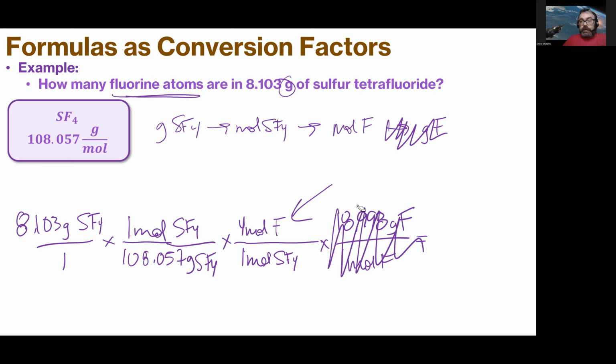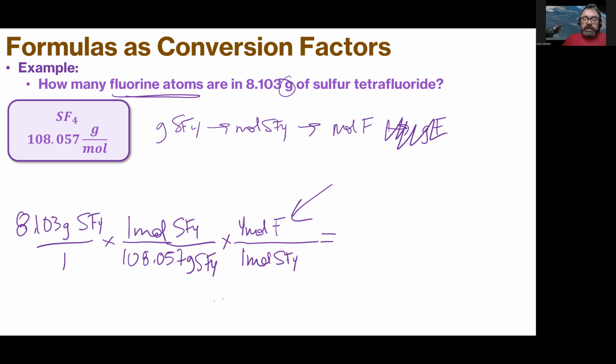And I'm not going to redo this video because you guys should know that I'm going to work stuff up here. All right, so let's go back on this. 8.103 divided by 108.057 times 4. This is moles of fluorine. And I'm going to write this here so I don't have to do it again.